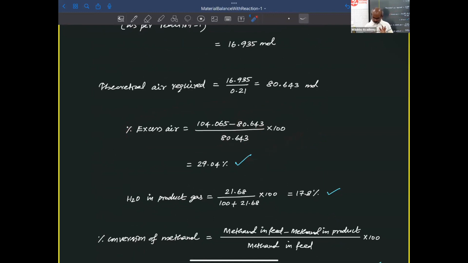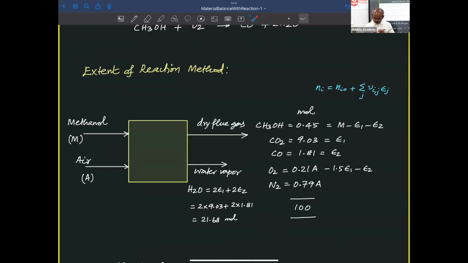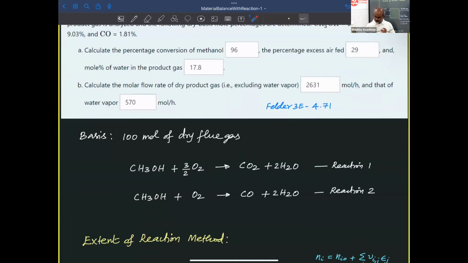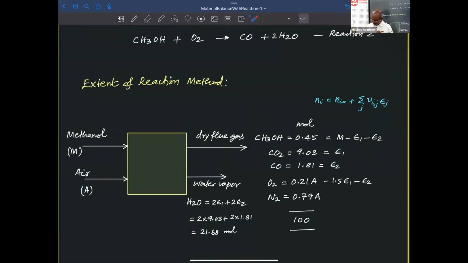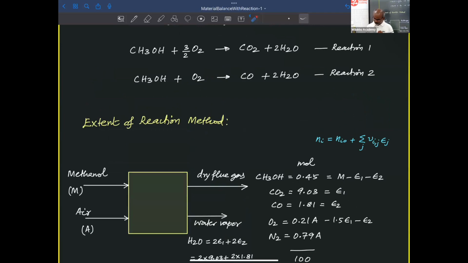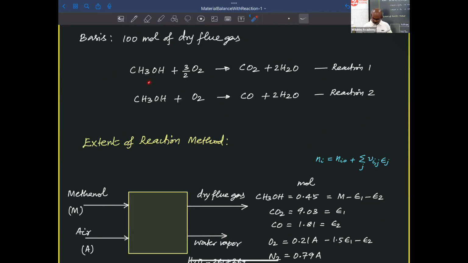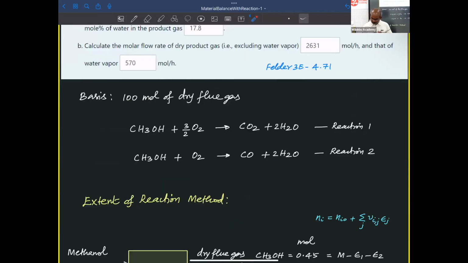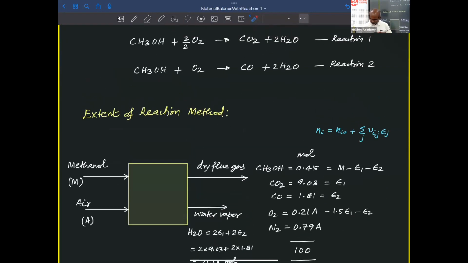That is the second point we calculated. Now we can also calculate the water in the product gas. The dry flue gas is leaving and water vapor is also leaving. How do you write this water vapor content? We can also solve for this water in terms of extent. Water is initially not there, only methanol is entering, so water is getting produced in the first and second reactions. So we can write this formula here.